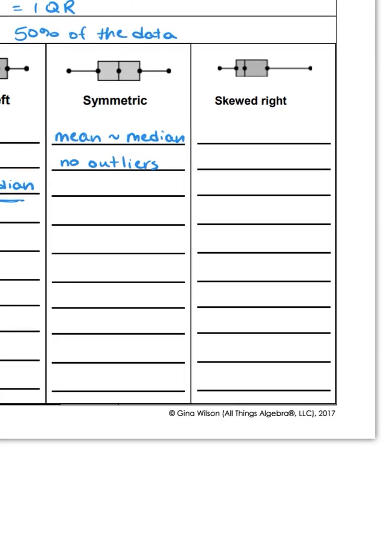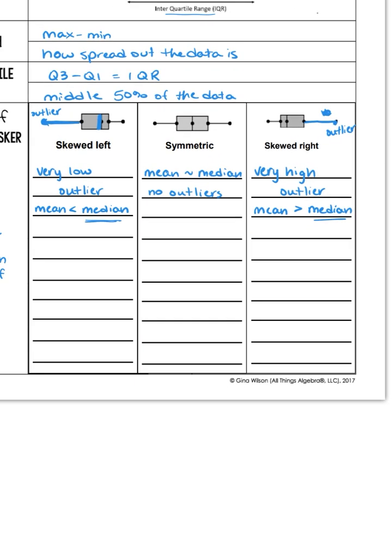The same thing goes when we have something that's skewed right. Typically, this whisker is longer, and you have an outlier out here, right? So we have a very high outlier. And it's going to make the mean greater, so the mean is going to be greater than the median. So again, we would use the median as a central point more than we would use the mean in this situation. Okay? So that's kind of the different types of data you can see.